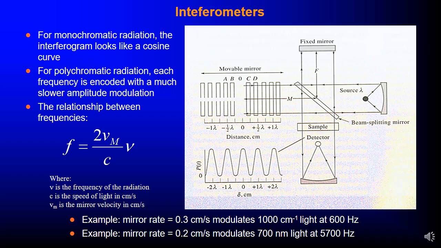For polychromatic radiation, each frequency is encoded with a much lower amplitude modulation. The relationship between frequencies can be worked out using this formula, where f here is the frequency, Vm is the mirror velocity in centimeters per second, then we have the speed of light in centimeters per second, then we have V, the frequency of the radiation.